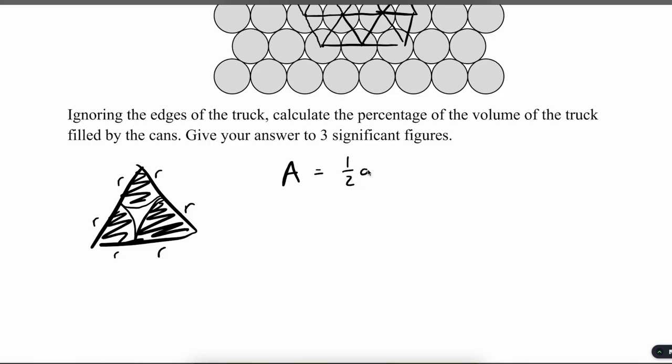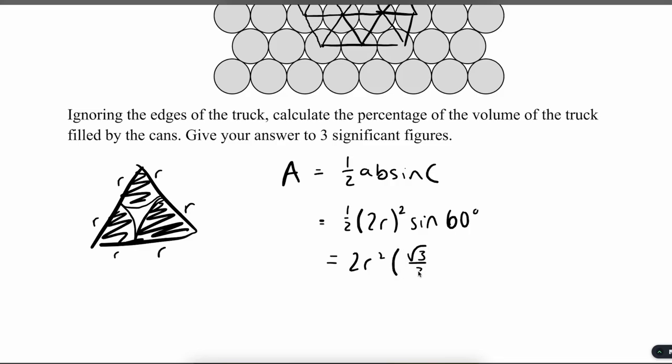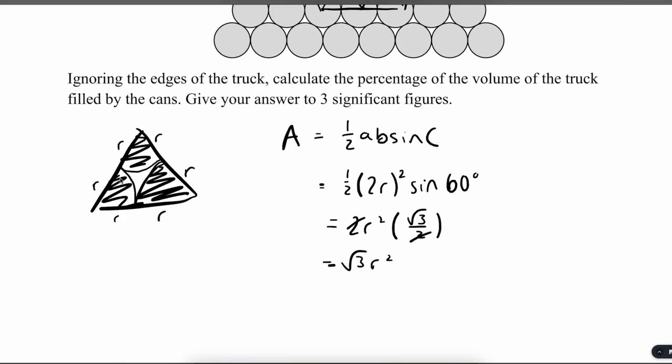That's a half AB sine C. It's an equilateral triangle, so C is 60, so A is 2R, B is 2R, sine 60 degrees. So we've got half of 4R squared, which is 2R squared. Sine 60 degrees is root 3 over 2. So that cancels with that, and we end up with root 3 R squared. That's the area of the triangle.